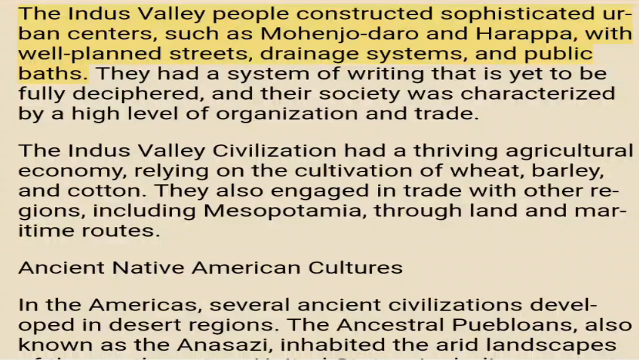They had a system of writing that is yet to be fully deciphered, and their society was characterized by a high level of organization and trade. The Indus Valley Civilization had a thriving agricultural economy, relying on the cultivation of wheat, barley, and cotton. They also engaged in trade with other regions, including Mesopotamia, through land and maritime routes.